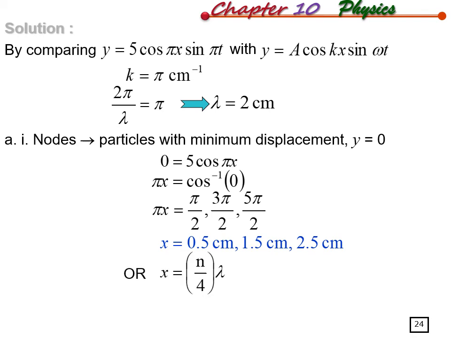centimeter. Or x will be equivalent to, if you rearrange in terms of n, n over 4 times λ, where n will be 1, 3 and 5. So if you just replace n over here, you will end up with 1/4 λ, 3/4 λ and then 5/4 λ. This one we compare with the above, for the value of x in terms of lambda.